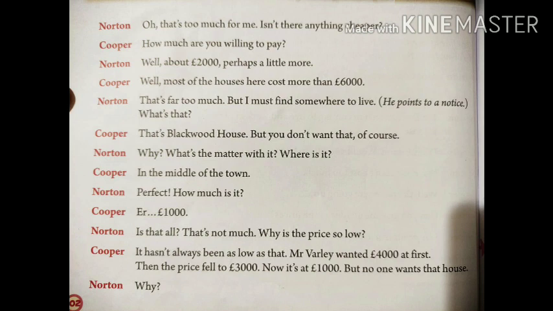And is there any cheaper house? Cooper: How much are you willing to pay? Then Cooper asked Norton how much he can pay for a house. What is your budget? Norton: Well, about 2,000, perhaps a little more. Norton says he can pay about 2,000 and a little more.